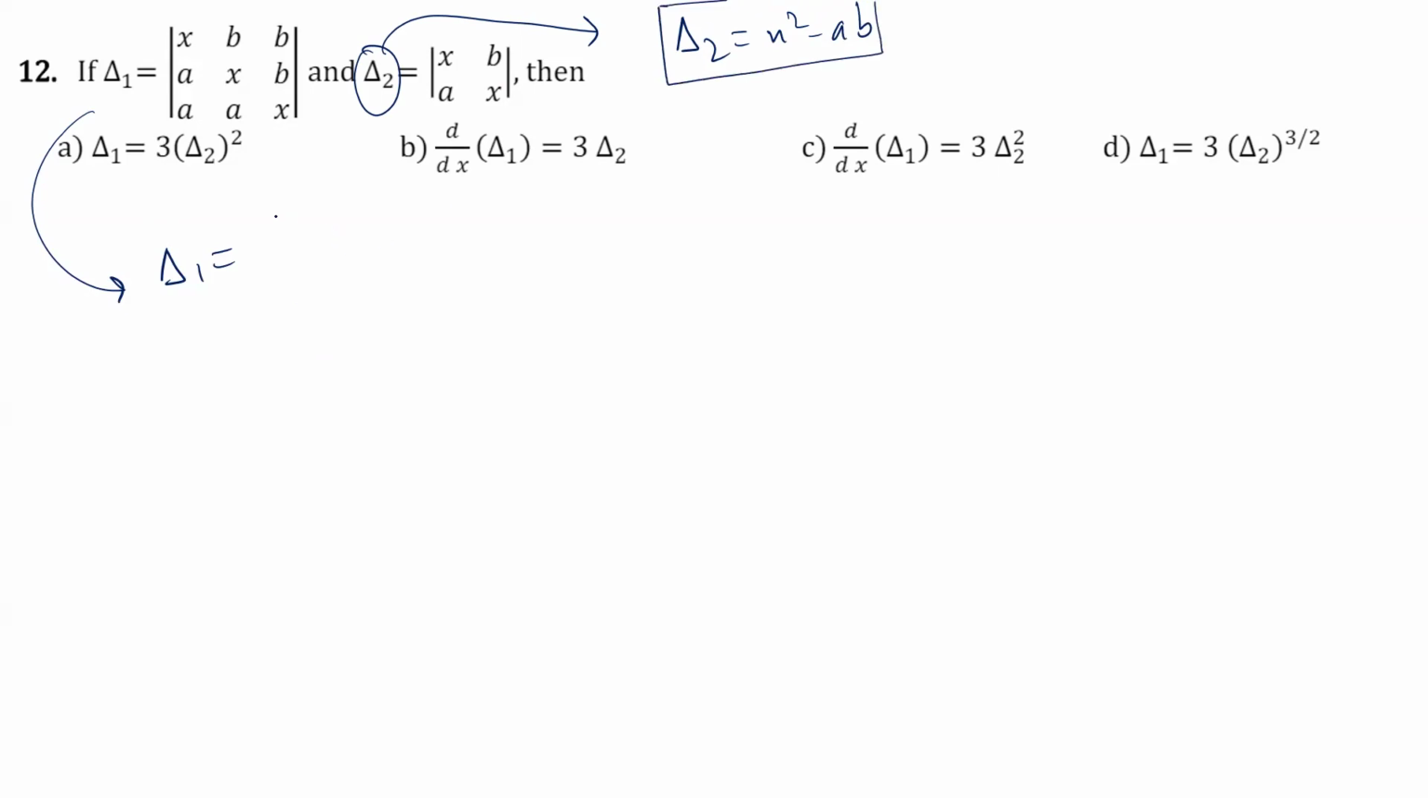And what about delta 1? So that will come out to be x power 3 minus ABx, plus AB square plus A square B. So this will be your delta 1 actually.